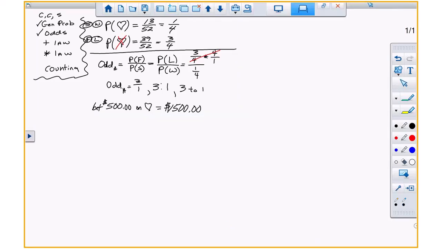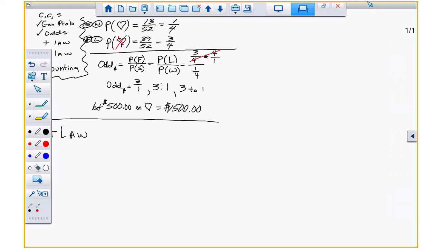The additive law. You draw a line right here. Additive law. There's 2 things you got to worry about with additive law. We'll write those in red. 1, always look for the word or. 2, always subtract the overlap.